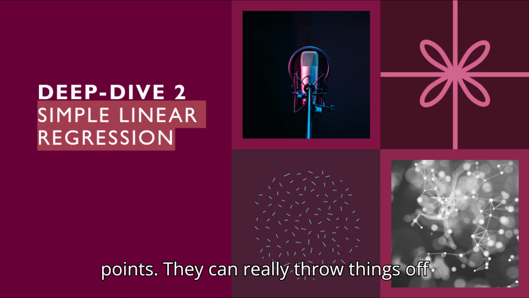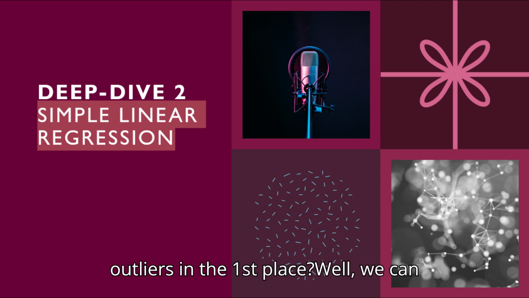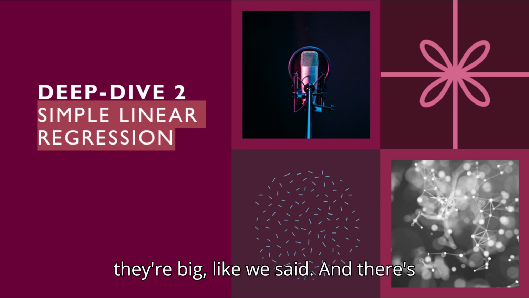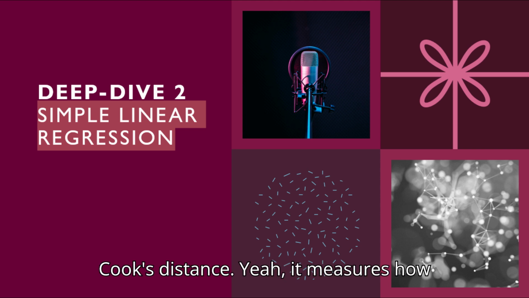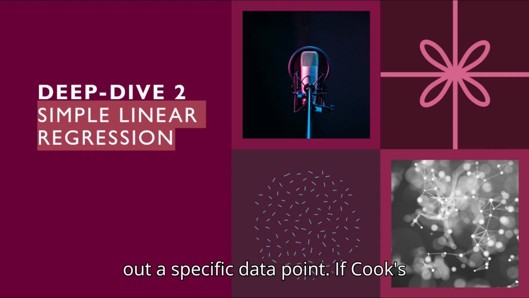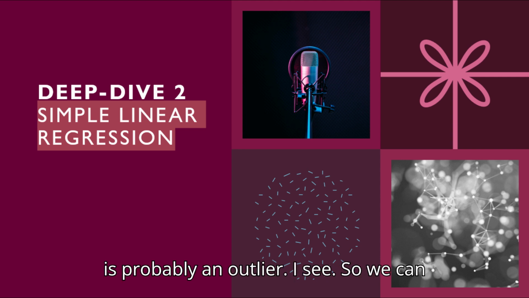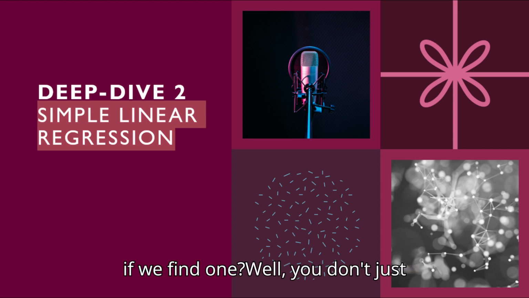They can really throw things off then. They can. So how do we even find outliers in the first place? Well, we can use those standardized residuals if they're big, like we said. And there's another thing called Cook's distance. Cook's distance. Yeah, it measures how much the model would change if you took out a specific data point. If Cook's distance is big for a point, that point is probably an outlier. I see. So we can use these tools to find points that might be skewing the results. And what do we do if we find one?